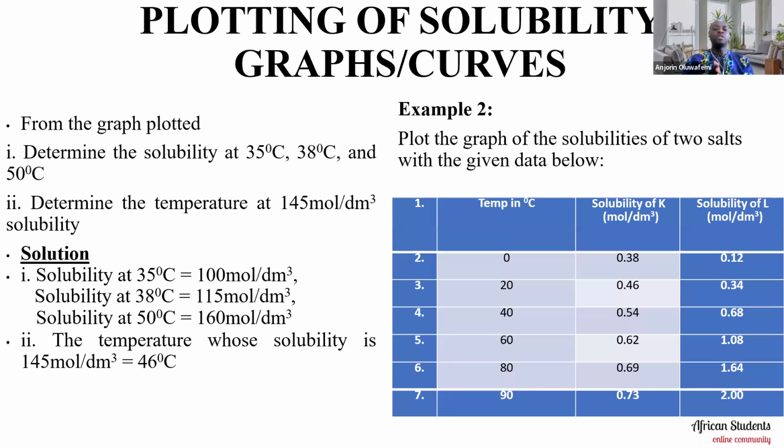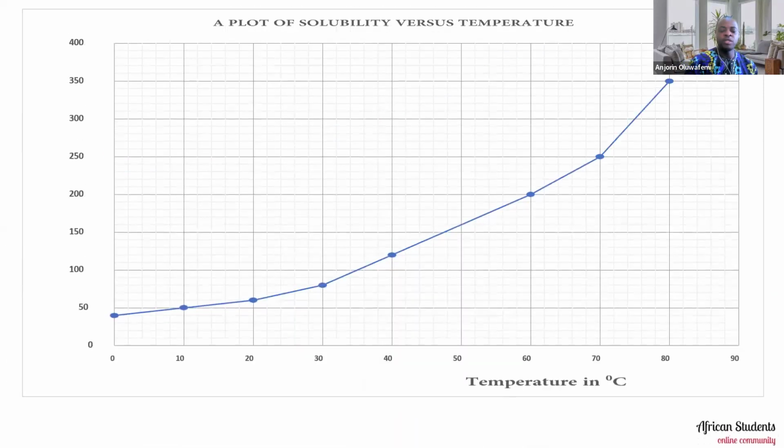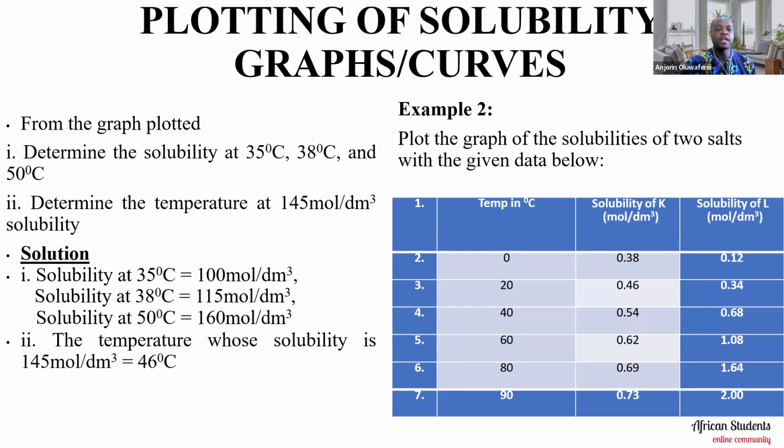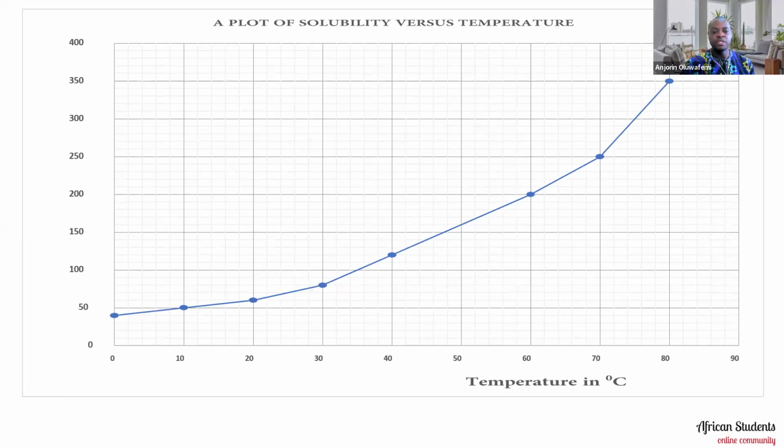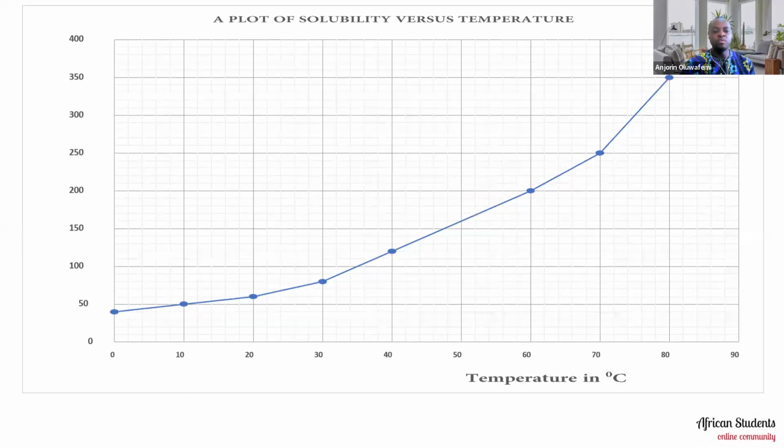Now, plotting solubility curve, still a continuation. From the graph that we just plotted, the curve that I just walked us through, there are some questions that were drawn out. Take for instance: from the graph plotted, determine the solubility at 35 degrees Celsius, 38 degrees Celsius, and 50 degrees Celsius.